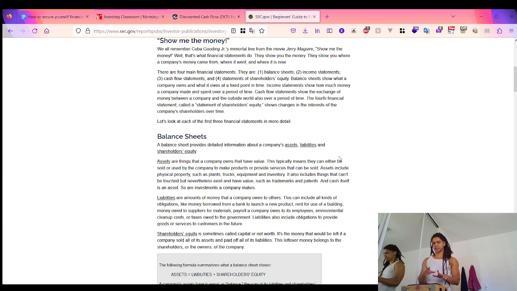Then you have shareholders' equity. Shareholders' equity is the total amount of money if a company liquidated all of its assets and paid off all of its debt. The leftover money belongs to the shareholders.